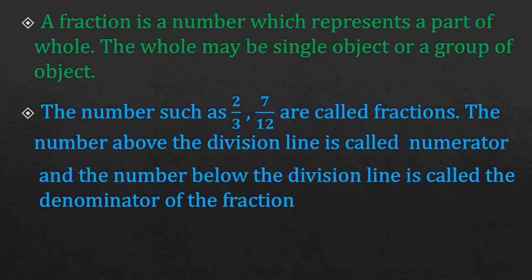After that, we have learned how to make a fraction. Numbers such as 2 upon 3 and 7 upon 12 are called fractions. The number written above the division line is called the numerator of the fraction, and the number written below the division line is called the denominator. In 2 upon 3, 2 is the numerator and 3 is the denominator. In 7 upon 12, 7 is the numerator and 12 is the denominator.